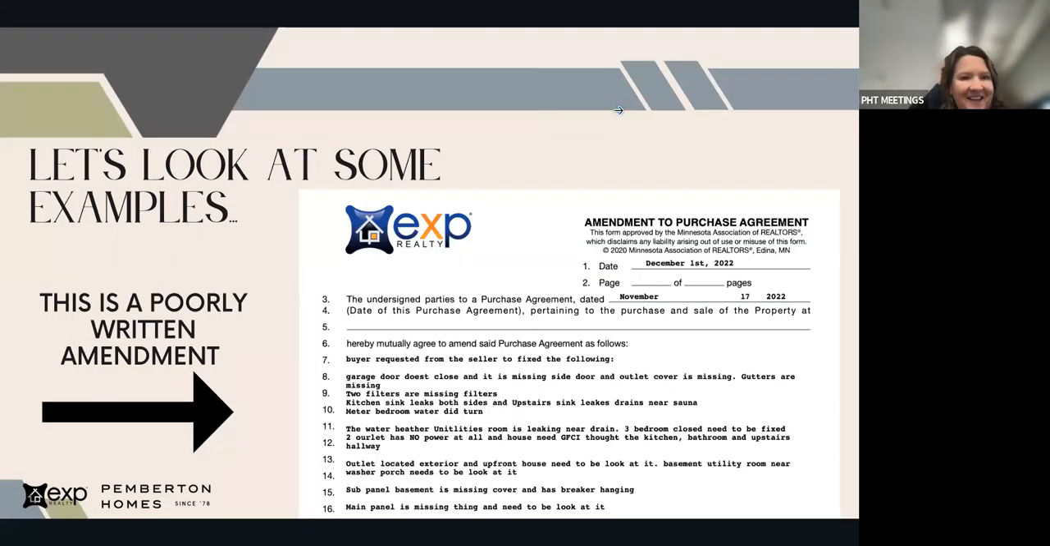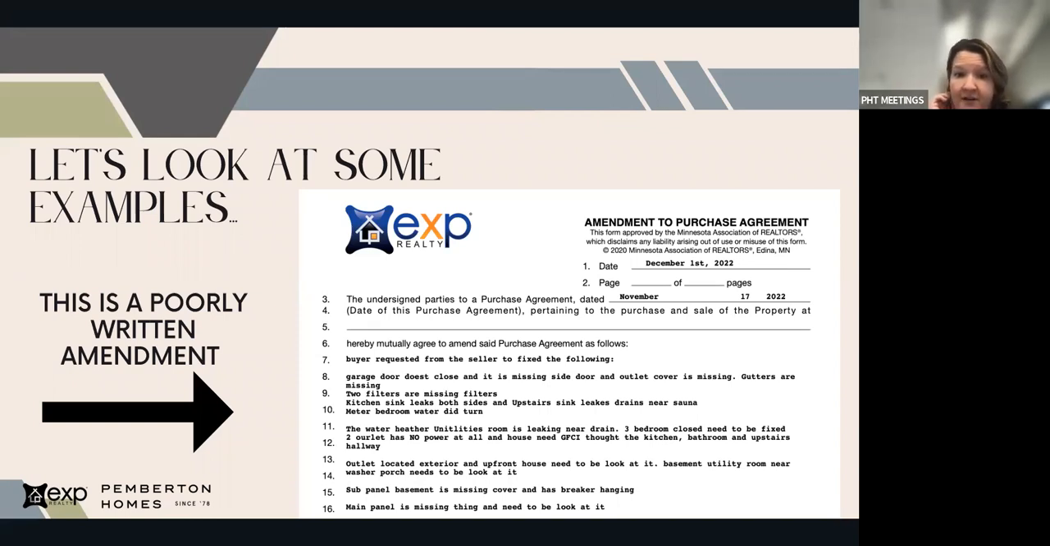So this is an example, and this is real life. I had to retype this, so it wasn't an EXP agent, just to be clear. But this was an amendment one of the agents on my prior team actually received. So let's read through it. There's also a lot of typo errors in here, but buyer requested from seller to fix the following. Garage door doesn't close and is missing side door and outlet cover is missing. Gutters are missing. 2 filters are missing filters. Kitchen sink leaks both sides and upstairs sink leaks drains near sauna.